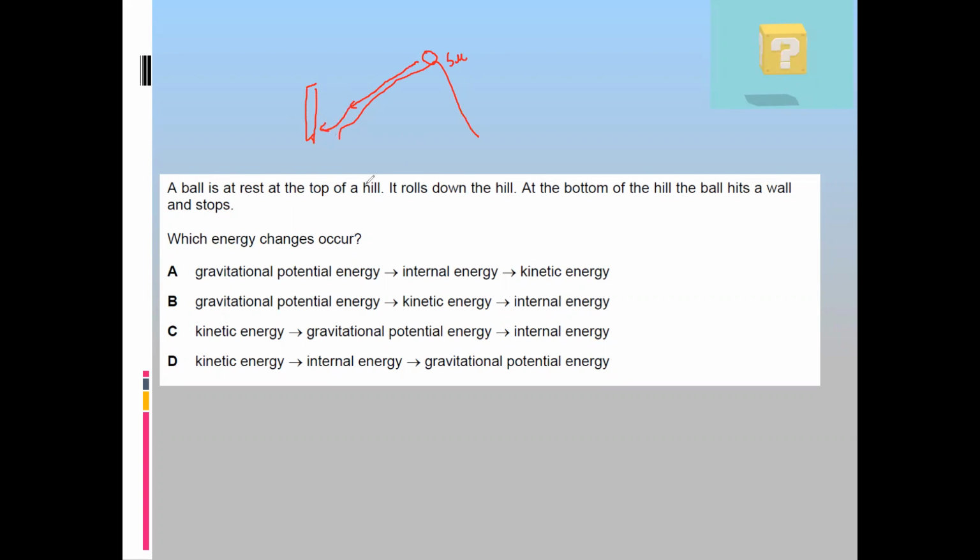Which energy change occurs? Internal energy means heat energy. What is the energy change? A, B, C, or D? And I want everyone to participate. You can use either screen annotation or the chat to state the answer.